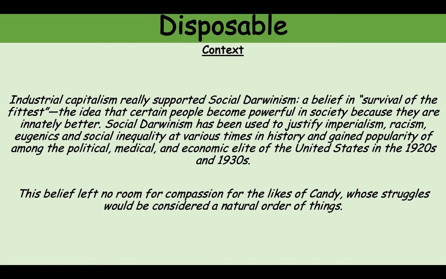And so this belief left no room for compassion for the likes of Candy, whose struggles would have been considered a natural order of things. So they wouldn't look at Candy and go, "You know what, I feel some social responsibility that I should support someone like that, I should help them." They would just go, "Well, that's life. There's going to be some people that are going to be more powerful and better off than others, and that's just the way of life. That's natural." And that's the way that people kind of excused their apathy.